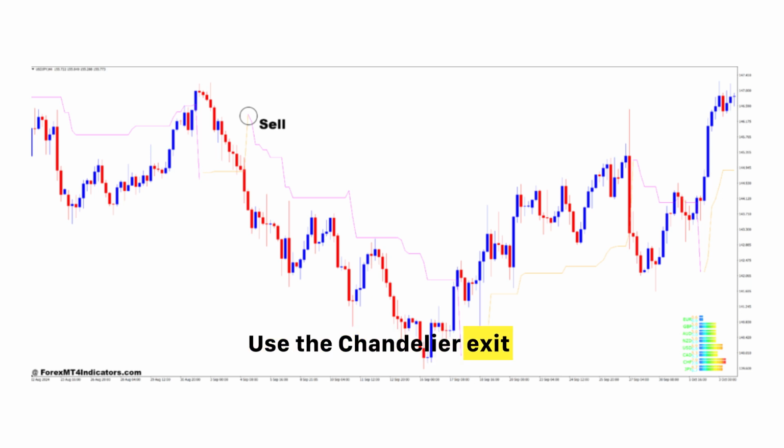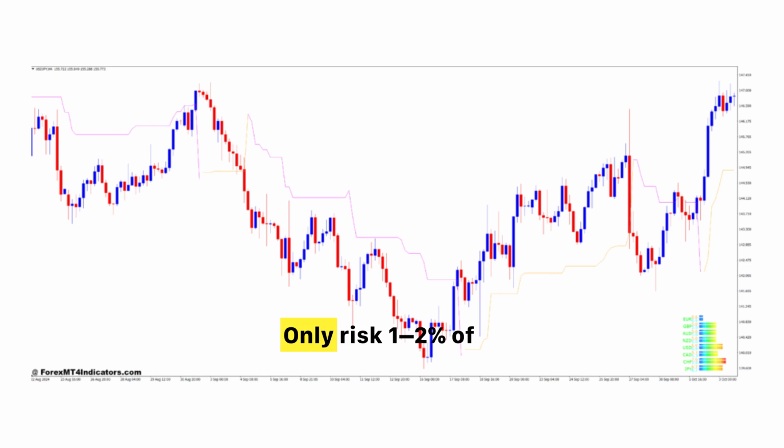Use the Chandelier Exit as your trailing stop. Only risk 1.2% of your account per trade. And always look for confirmation, like a solid candle close beyond the Chandelier line, before entering.